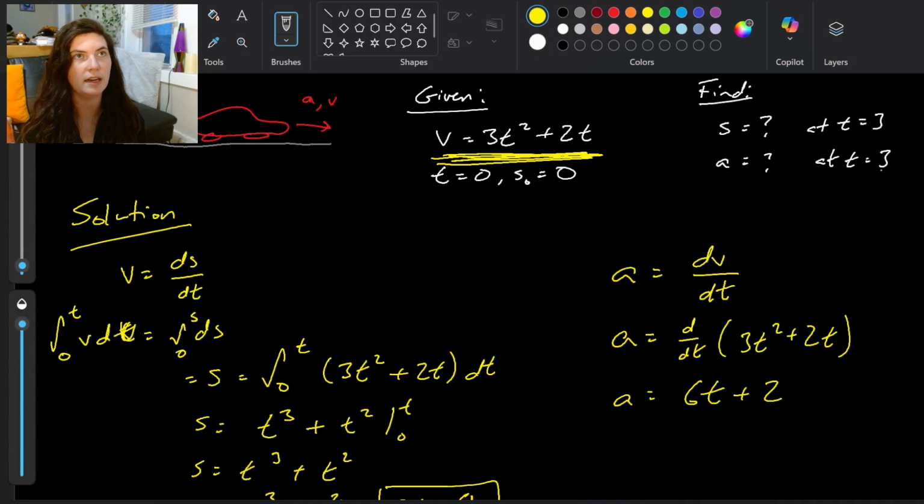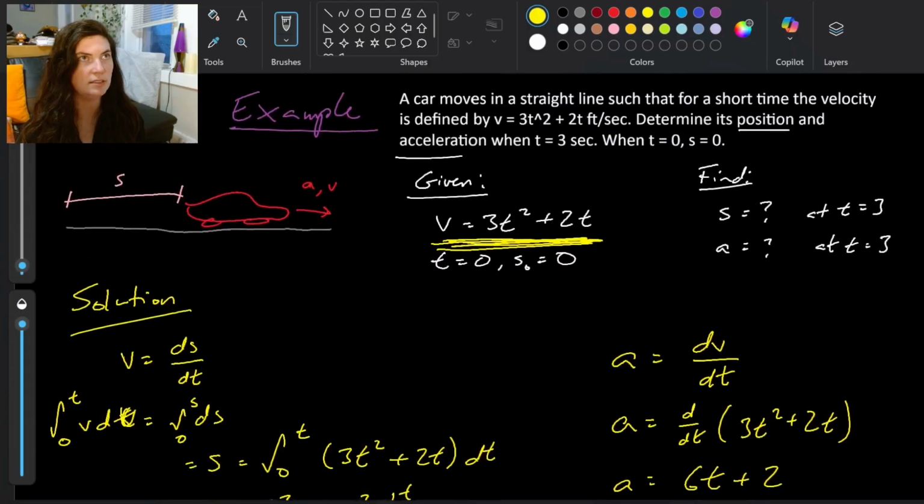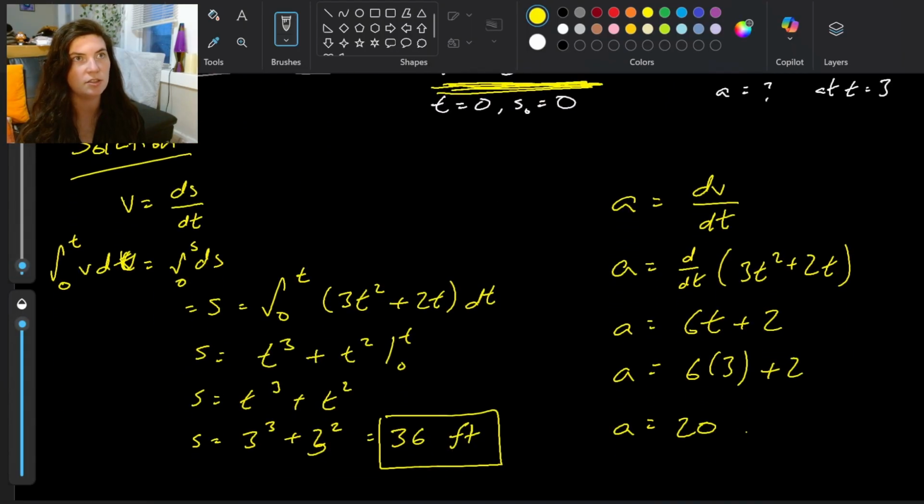And then again, we want to know that acceleration at 3 seconds. So it's just as easy as plugging in 3 for our time, punching that into our calculator, and finding our acceleration of 20. And then again, units were in feet per second for velocity. So that's going to be feet per second squared for acceleration.